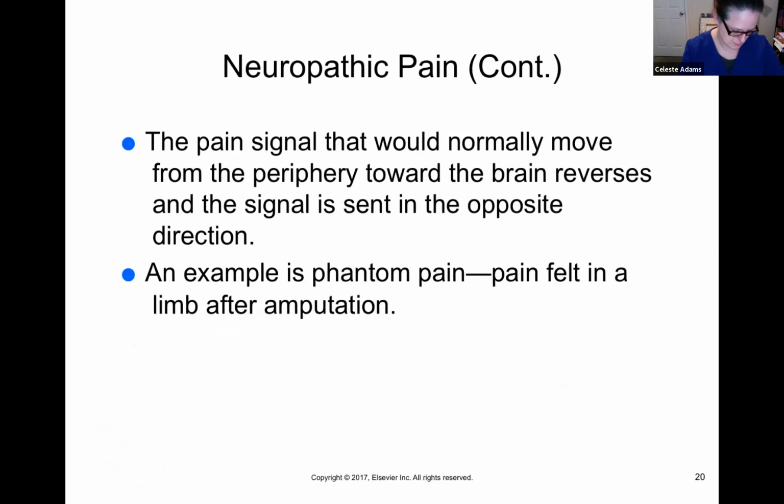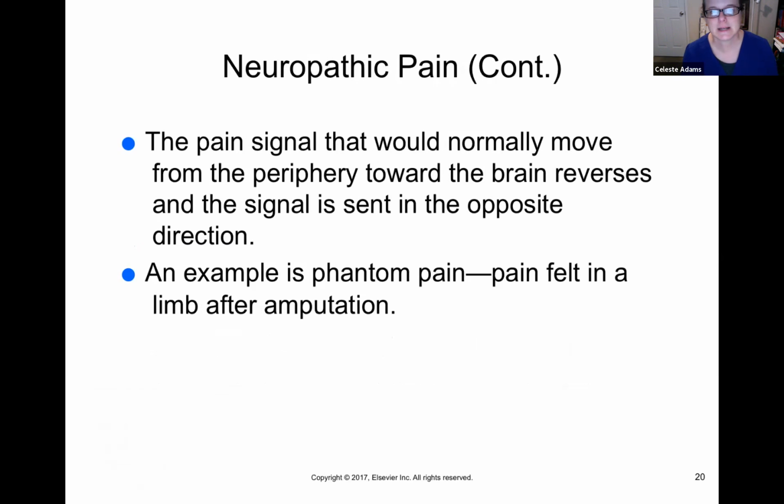Next, number 46. The pain signal that would normally move from the periphery towards the brain reverses, and the signal is sent in the opposite direction. This is what happens in neuropathic pain. Again, that's a lot of words, so let's break it down.